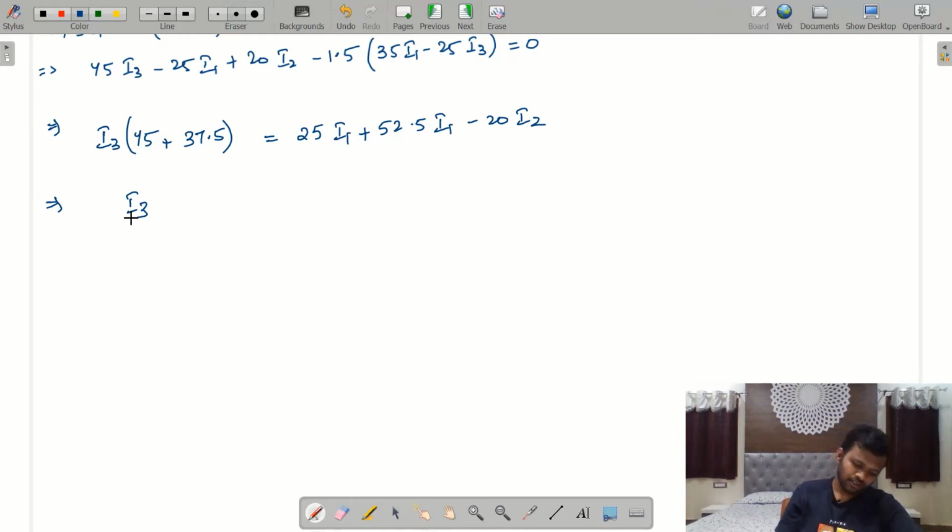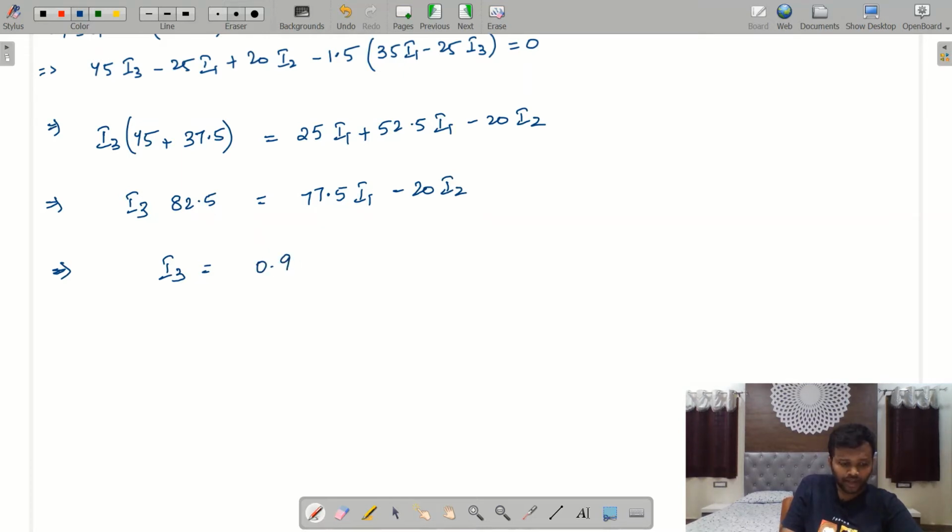So 45 plus 37.5, I will get 82.5 I3, which is equal to 25 plus 52.5, which is 77.5 I1 minus 20 I2. So at last I will get I3 equal to 77.5 divided by 82.5, 0.939 I1, minus 20 divided by 82.5, 0.24 I2. This is my equation 3.